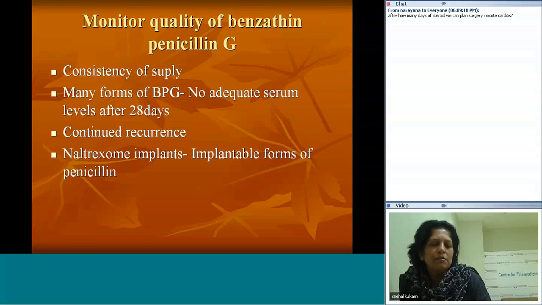Then the second thing is you have to monitor the quality of benzathine penicillin G. You see to it that there is a consistency of supply. In many forms of benzathine penicillin, there are no adequate serum levels after 28 days. So see to it that you give them between 21 and 28 days.